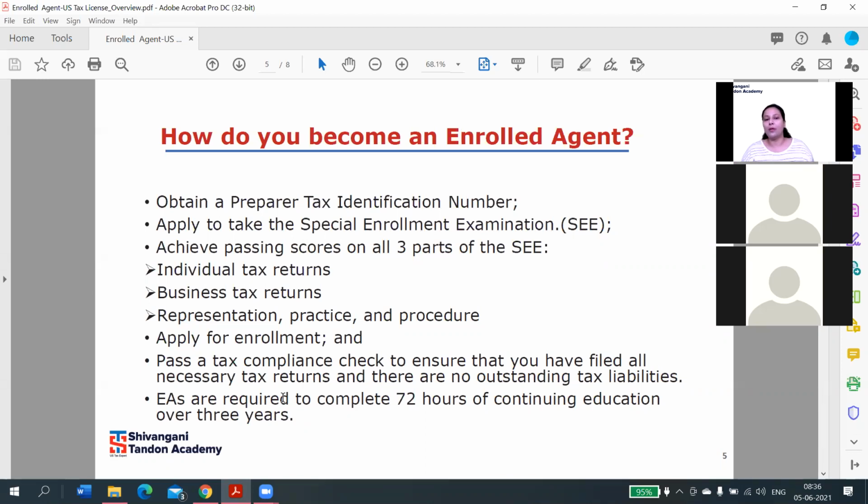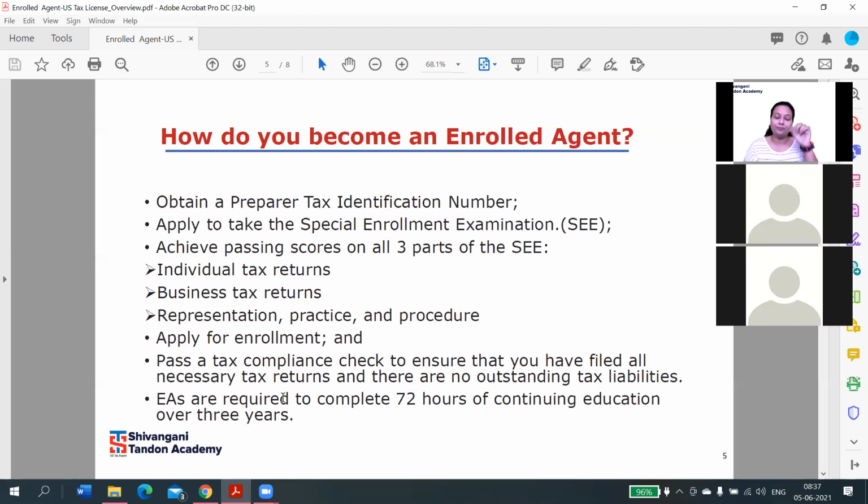Once you clear all these 3 papers, you can immediately apply for the enrollment. With the enrollment Form 23, you can get your license, but it would not be given to you immediately. It might take 90 days before you receive your license in hand. The EA license is a lifetime license. However, to maintain this license, you have to do some CPEs. CPE means continuing education hours. Every 3 years, you have to renew this license, and you have to complete 72 hours of learning, which will be reported to the IRS.